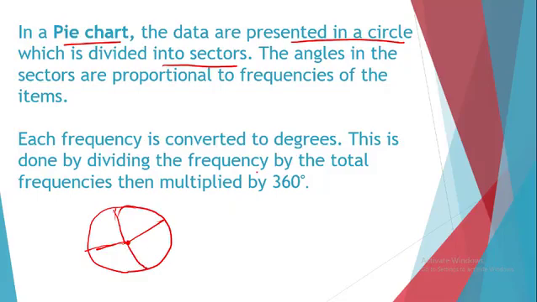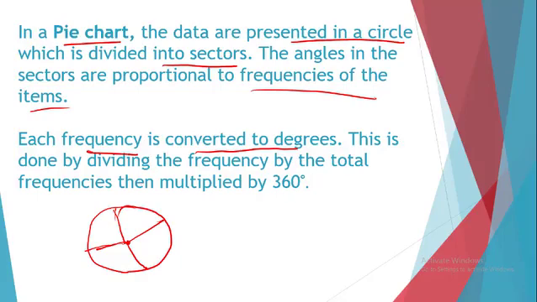Now, the sectors are proportional to the frequencies of the items. Each frequency is converted to degrees, because when we talk about a circle, the angle is always measured in degrees.